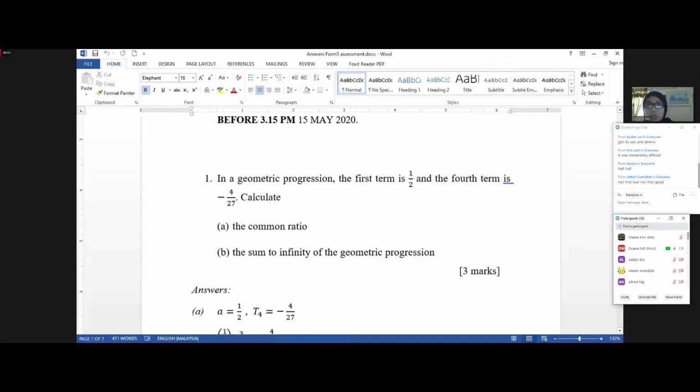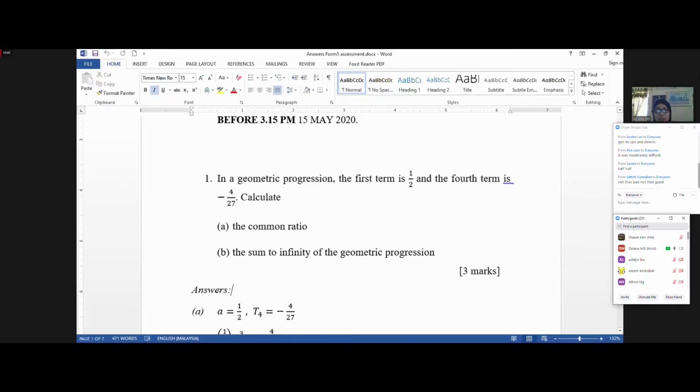Question 1 is actually a direct question. It's quite easy to find the common ratio, but I don't know, some of you, I look at your working, it's quite long for 1 mark. I still accept your working, even though it's quite long, but it's just a waste of time doing such long working. Okay, look at number 1.